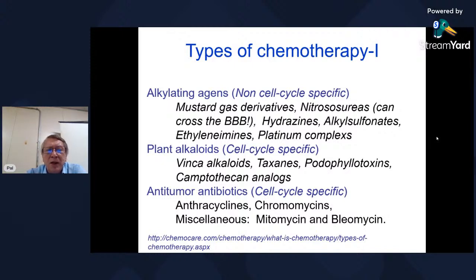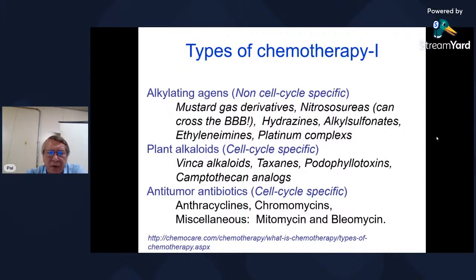The alkylating agents, the oldest type of chemotherapeutics used in cancer, are those electrophilic derivatives which can chemically modify the proteins, the DNA, and that's the basis of the molecular mechanism of the action of these compounds.